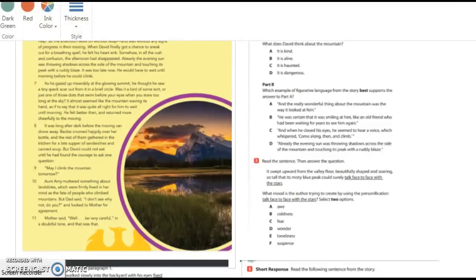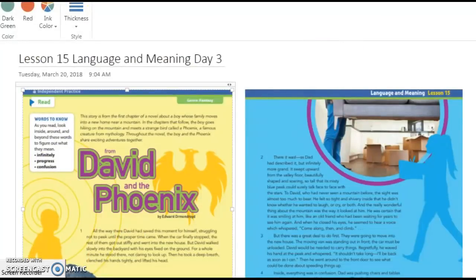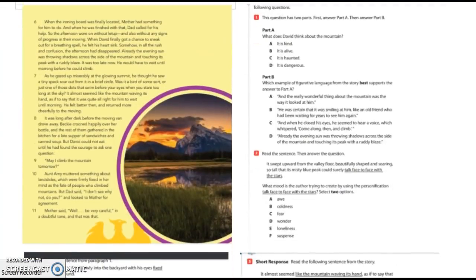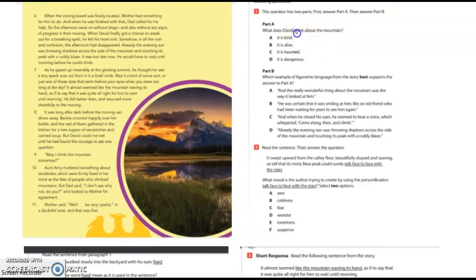So we want to go in and look at the important words in our questions. Our question tells us, what does he think about the mountains? That is important to highlight. Next is this word supports. Supports means to back it up. Part B is complete. Now we will go to number 2.